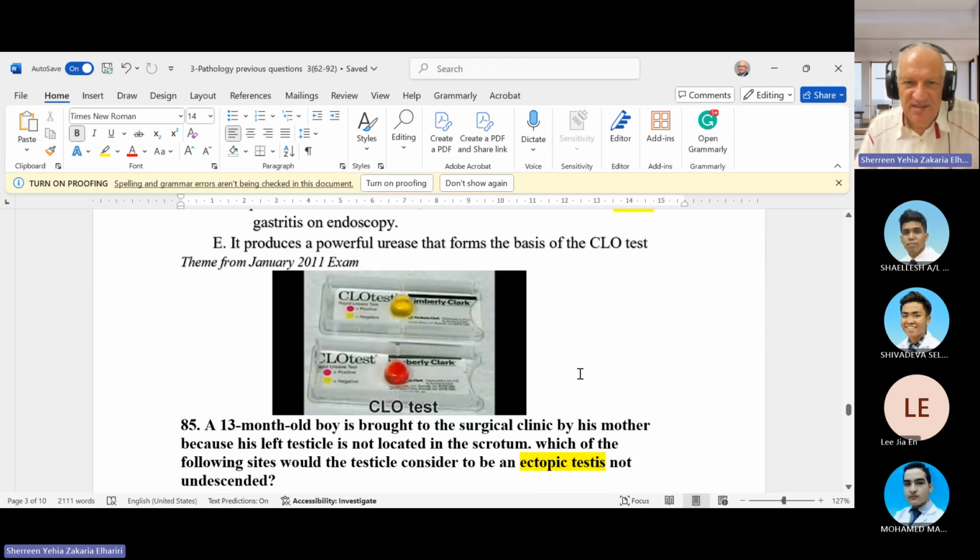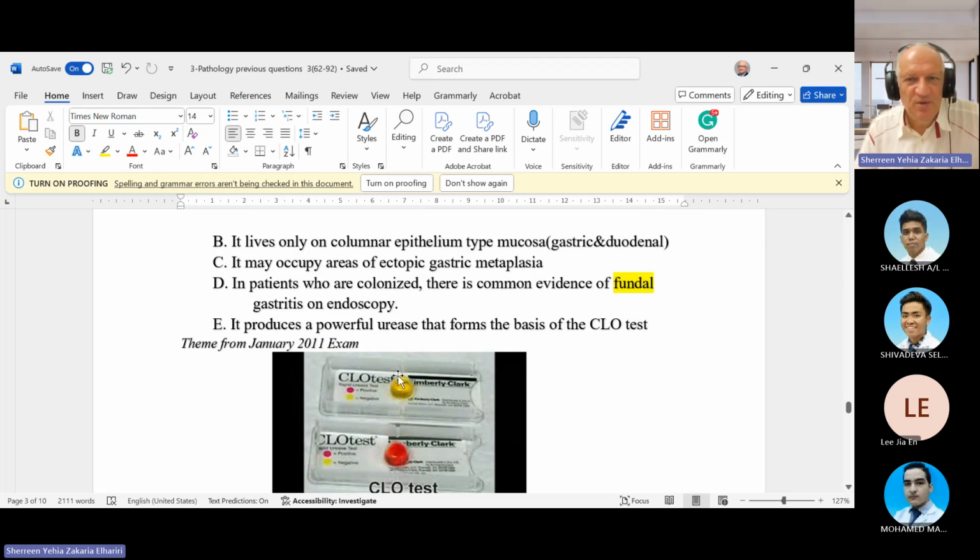As you see, this is the CLO test, the Campylobacter-like organism test. You put a tissue here by punch biopsy, it becomes red, so it is positive. So what is wrong? It is colonized, a common finding in the gastric fundus on endoscopy.